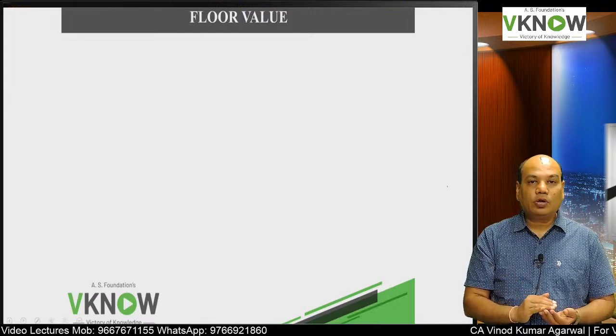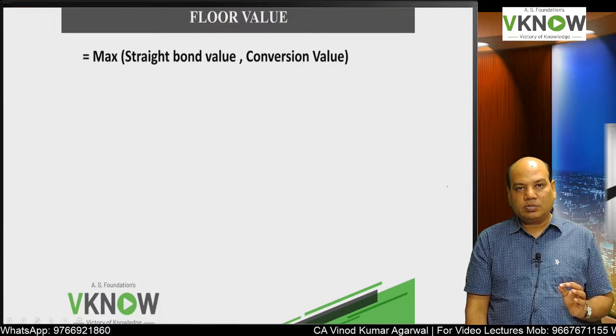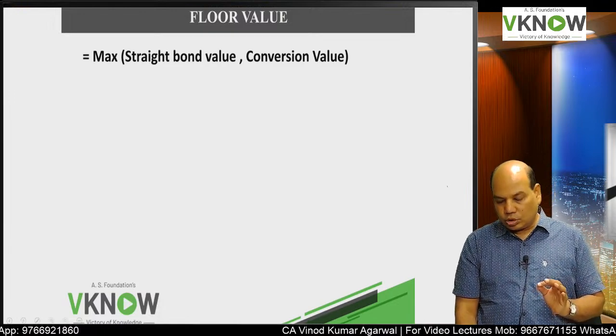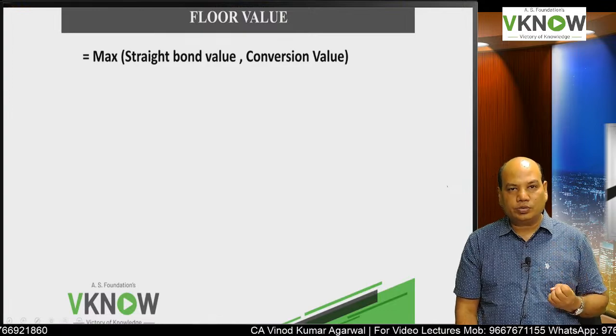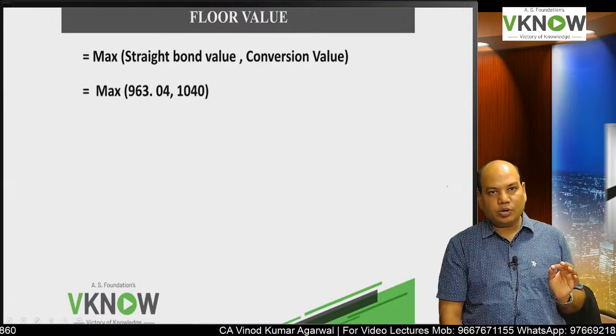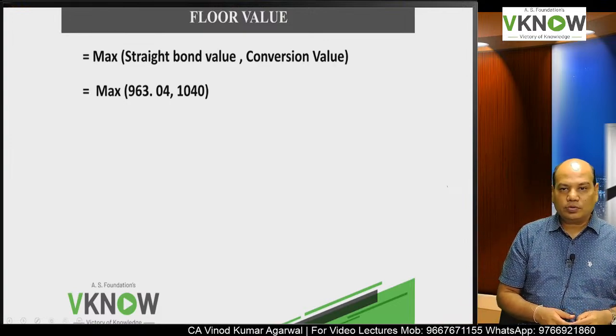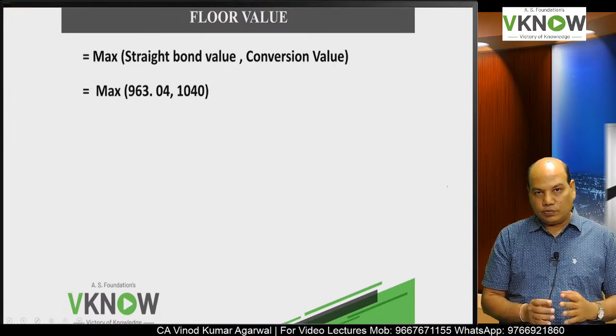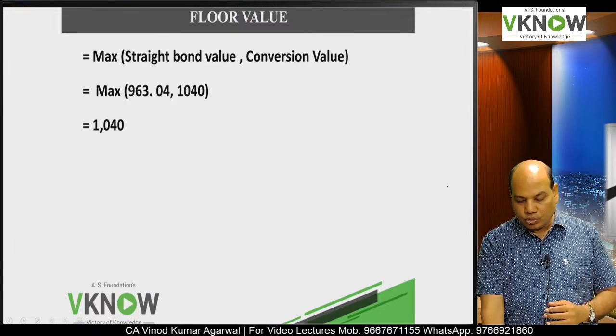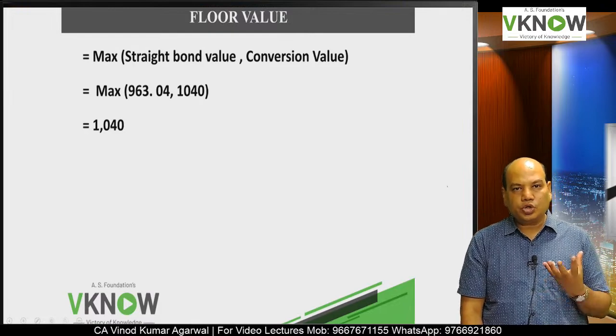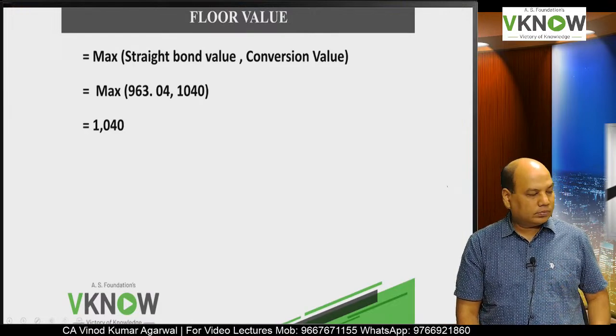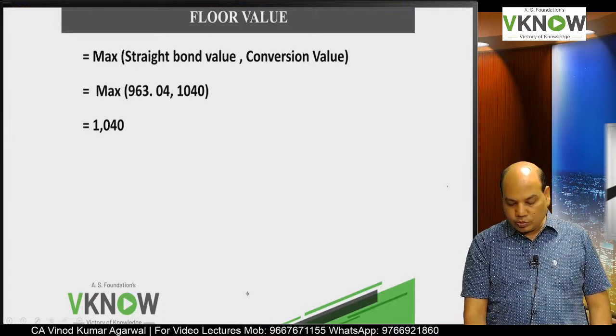The share price can fall to the higher of either the straight value of the bond if everything goes wrong, or to the extent of the conversion value of the bond if the share price is a little higher. So the formula will be maximum of straight bond value, conversion value, means higher of the two. First answer was straight bond value 963.04, conversion value you have got 1040. So floor value, minimum value of this bond should be 1040. Minimum value should be 1040.